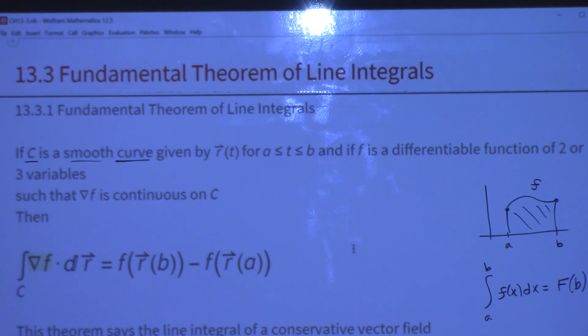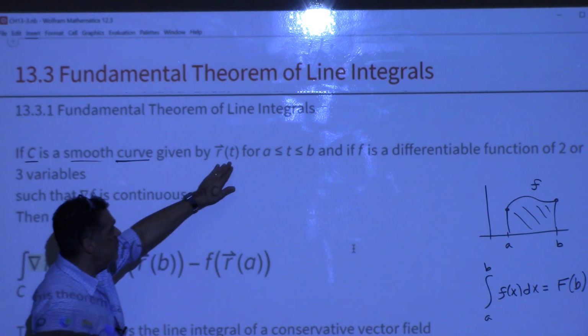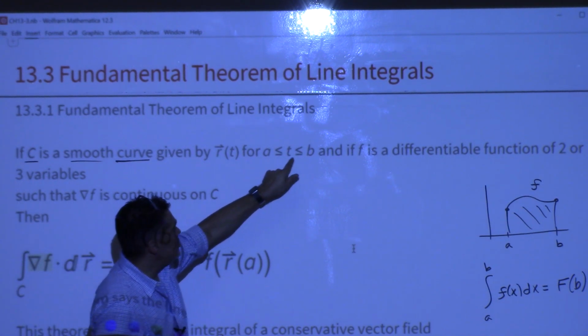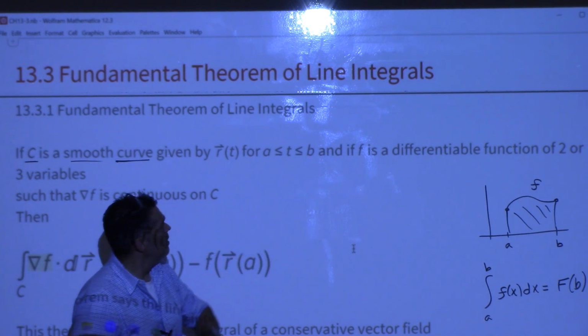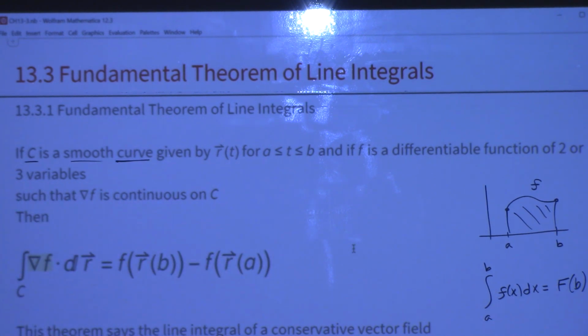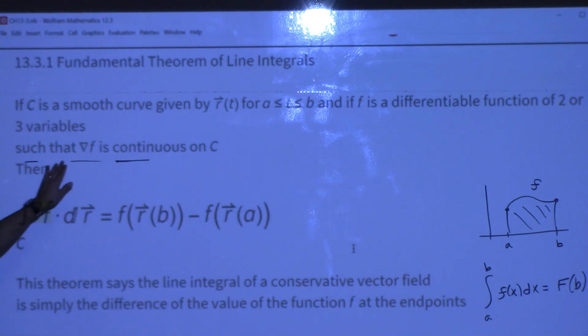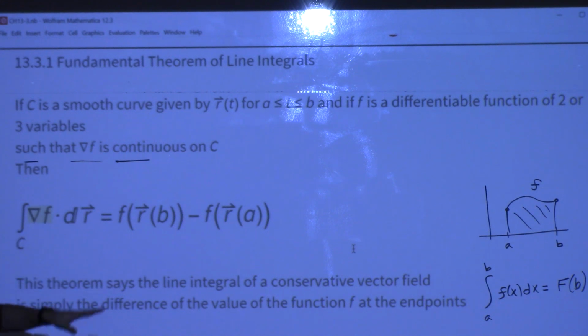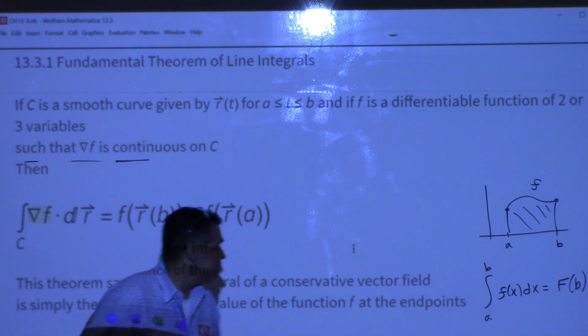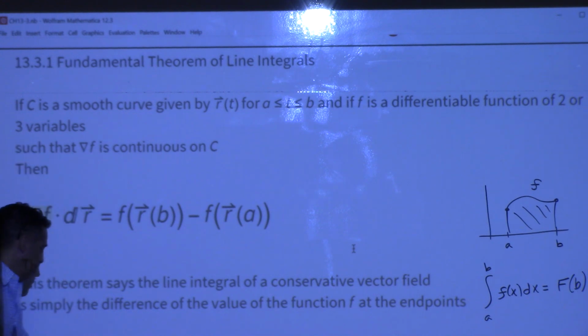So as long as you have a smooth curve, and that curve is given by some vector function, where that vector function is restricted between A and B, that draws my curve. And as long as f, little f, is a differentiable function of 2 or 3 variables, such that the gradient of that scalar function is continuous on that curve. So basically, this is just saying that we need all these things to behave well, right? No crazy exceptions that some mathematician could come up with, because there are always exceptions. So we have to have some conditions. So as long as we've got some reasonable functions, then we have the following.